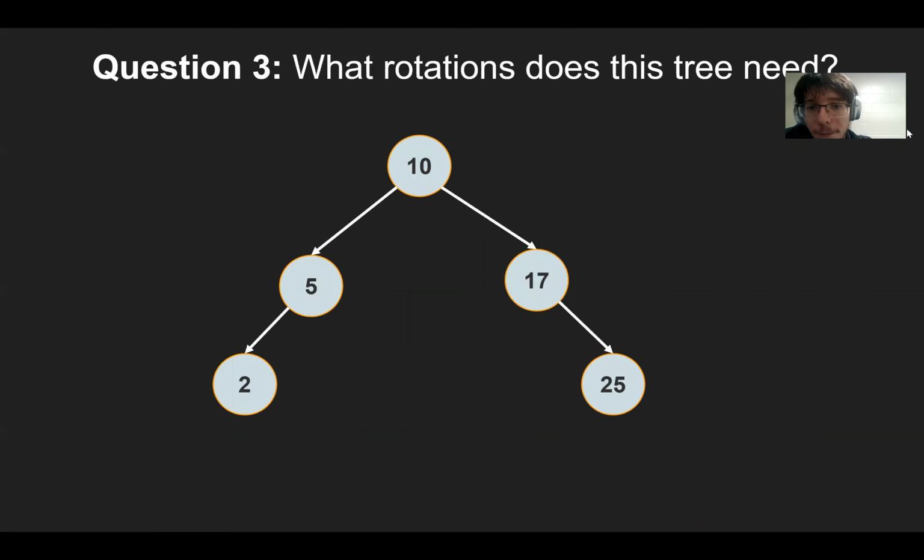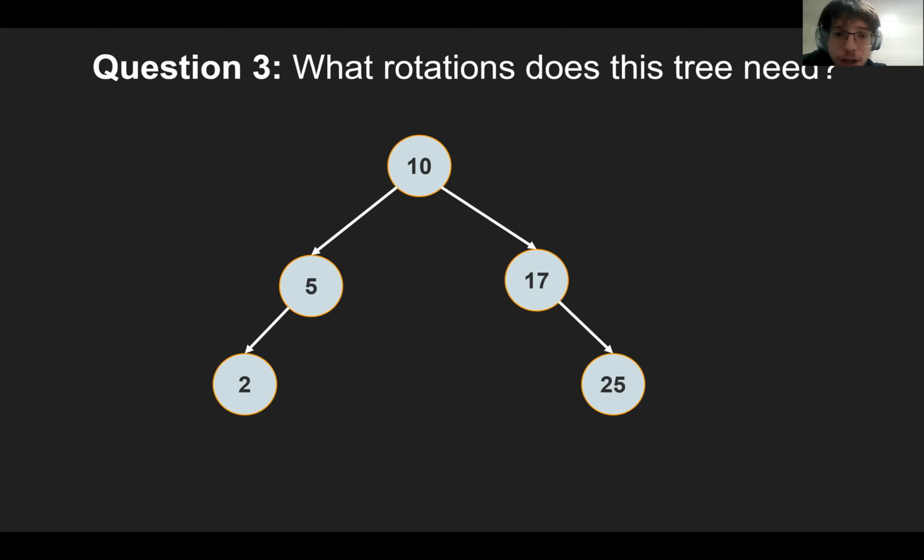Okay. So what rotations does this tree need? Well, here we can check each of them. Go ahead and pause. Okay, so I guess you got to pause, or if you haven't, you skipped ahead to here. Anyway, so yeah, here is 10.